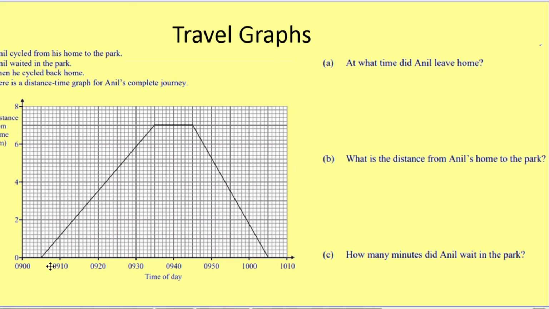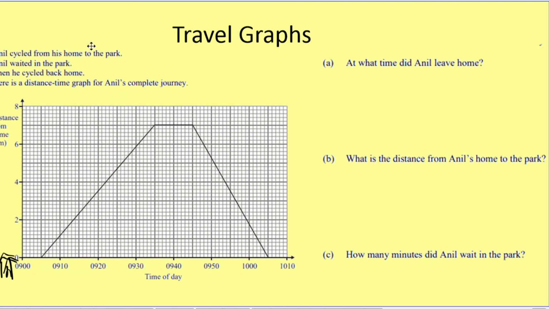Okay, a travel graph. So this shows someone's distance, so how far they've traveled over a period of time. So time of day along the bottom and distance up the side. We've got traveling away from home, not traveling anywhere. Remember, a flat line shows not traveling, then traveling towards home is going back down to the line. Remember, this is the home of the person. This bit at the bottom line is the home.